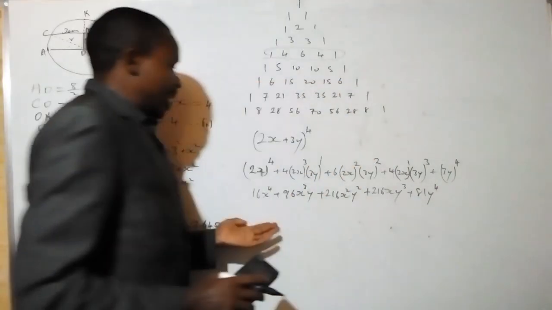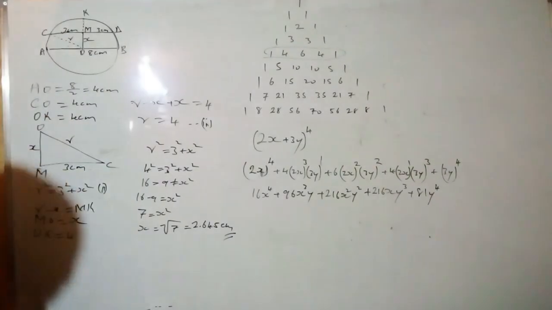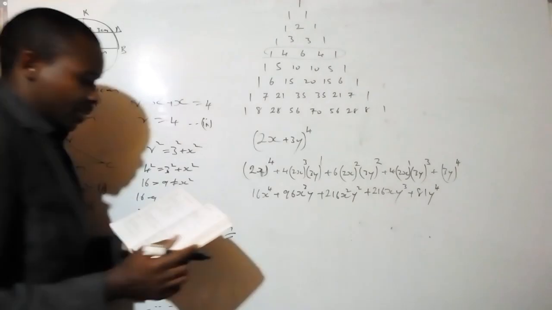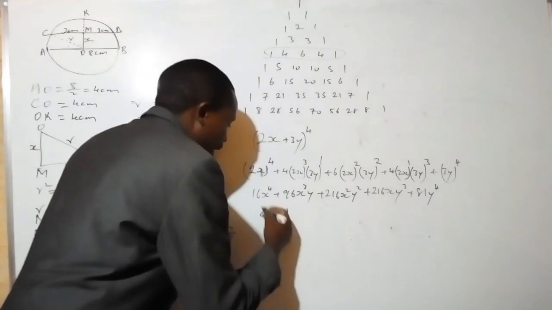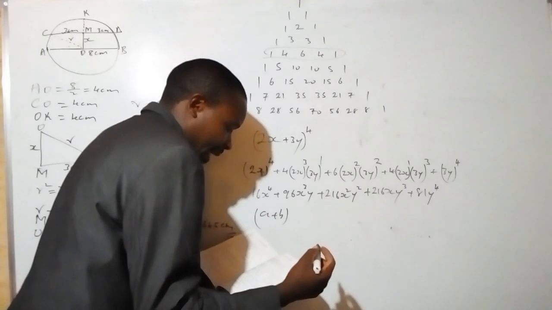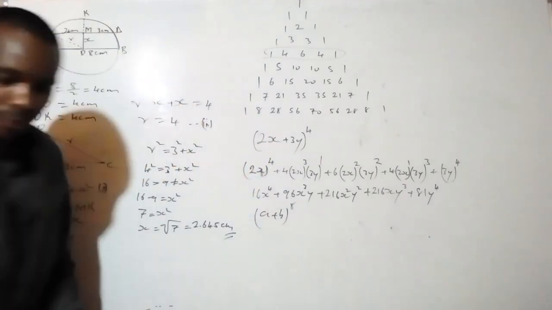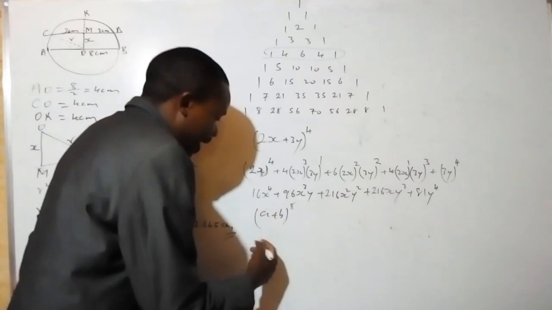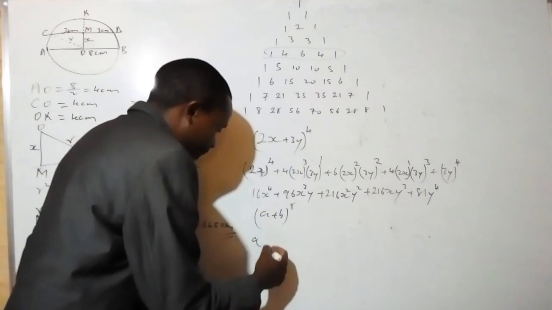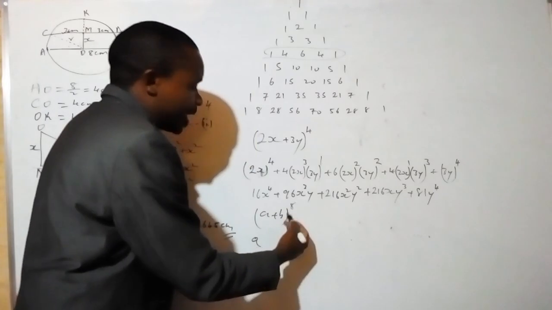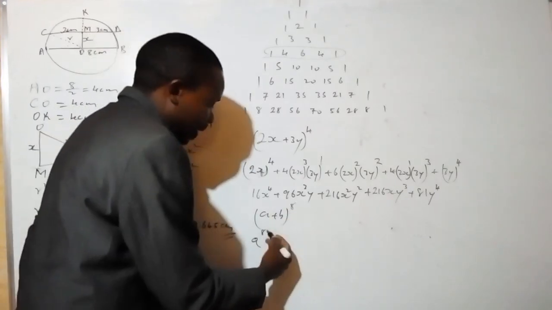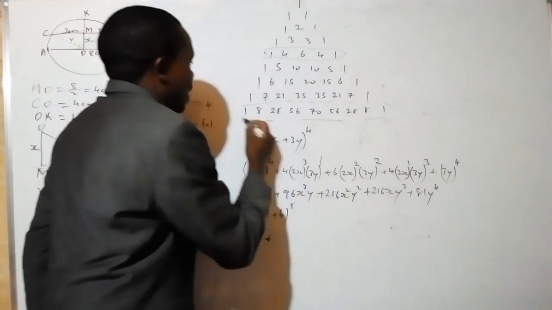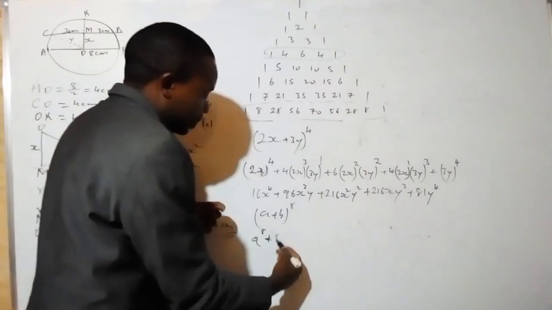What if you are told to expand (a plus b) raised to the power 8? You are going to do the same. The first digit is 1, that means it's a. You start with a raised to the highest power that you've been given, 8. Then plus, these are the values of the powers of 8. We are going to start with 8. You open the bracket a, and you repeat these values with the sign.